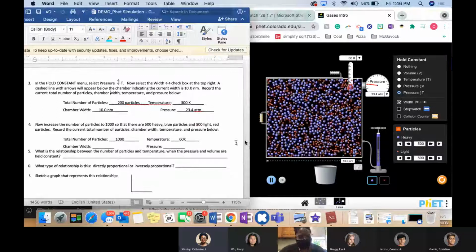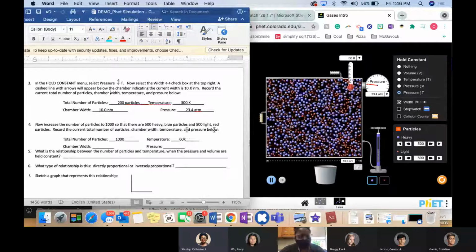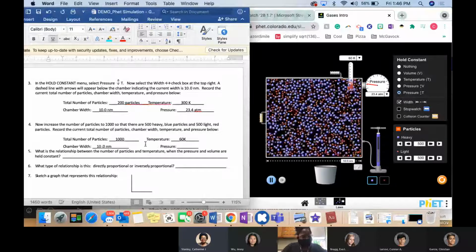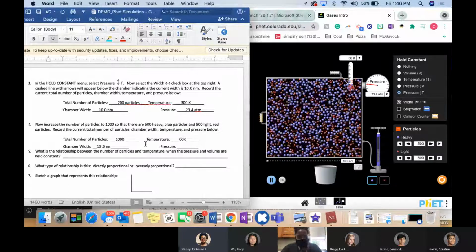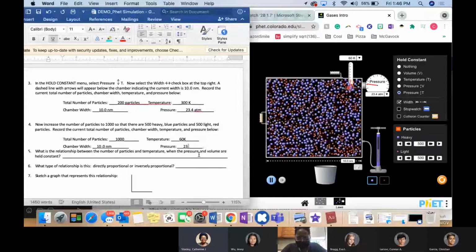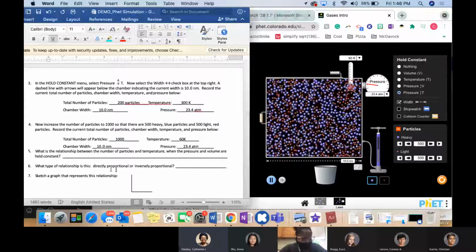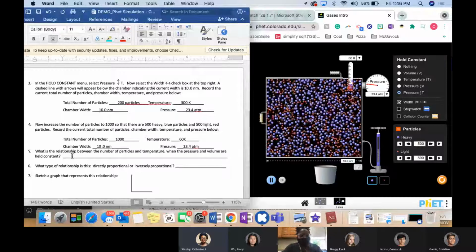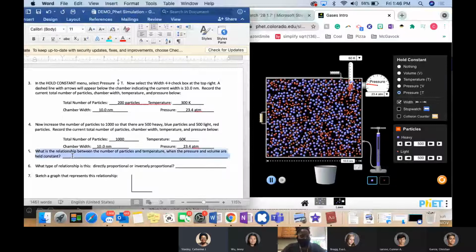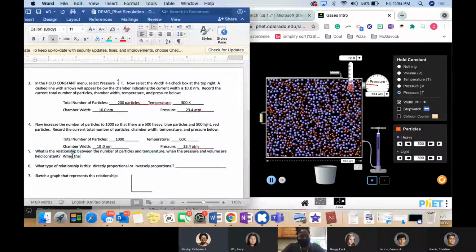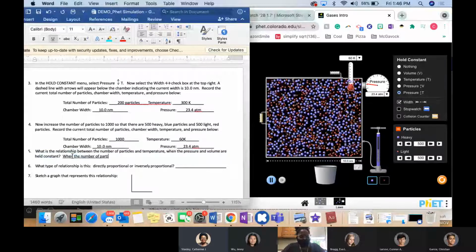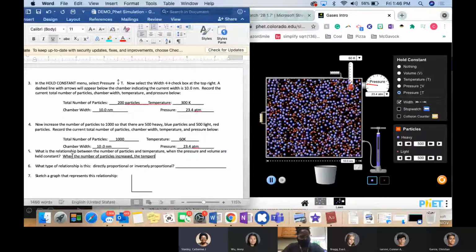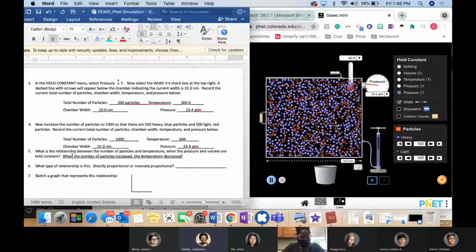We have 1,000 particles, 60 degrees, chamber width is still 10 nanometers. My pressure is 23.4 atmospheres. And then let's talk about this relationship between the number of particles and temperature. All right, well, when the number of particles increased, the temperature decreased.